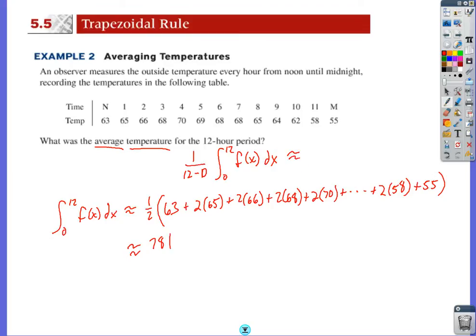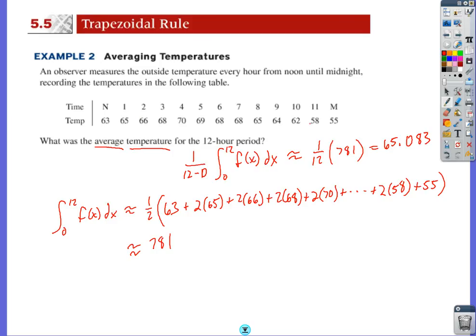So this can be approximated now by 1/12 of 781. When I do that, this comes out to be 65.083. So now that's saying my average temperature for that 12-hour period was about 65 degrees. Does that make sense? It looks like it, because it dropped way off over here.